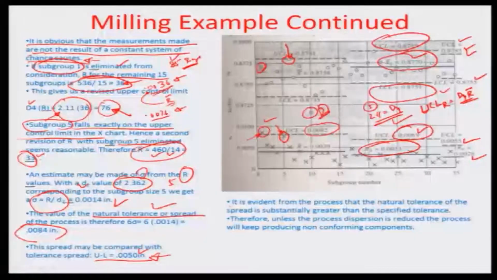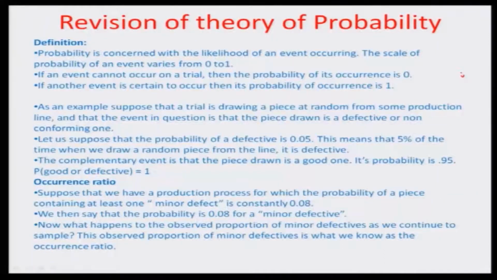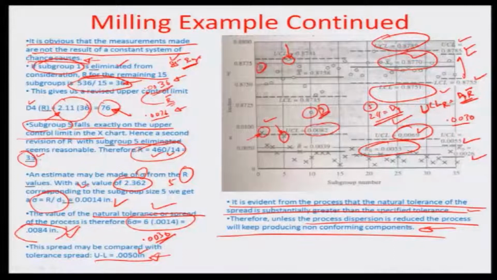So it is evident from the process that the natural tolerance of the spread is substantially greater. The natural tolerance is actually 6 sigma, which is 0.80084, and the specified tolerance limits here as you can see is only 0.0030. These are the modified tolerance limits as you can see here at the end when you eliminate all the 3 subgroups, this particular tolerance limit. So obviously there is going to be quite a bit of rejection in this case because 6 sigma is quite outside the 0.0030 limit, which is actually the process spread, and I would say that the process dispersion has to be reduced in order to keep the process from producing non-conforming components or parts.